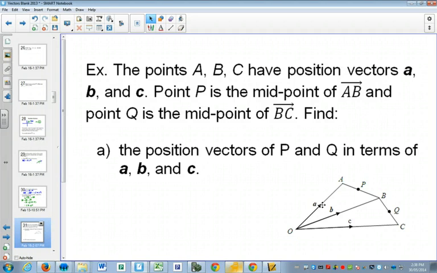Okay, so here we have a diagram with three position vectors A, B, and C. And P and Q are midpoints of A to B and B to C. So I'd like you to try this first on your own, writing the position vector of O to P and O to Q just using A, B, and C.